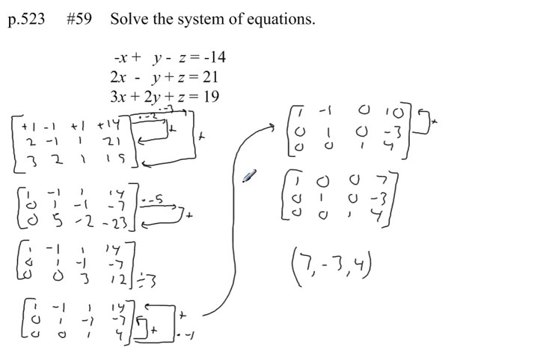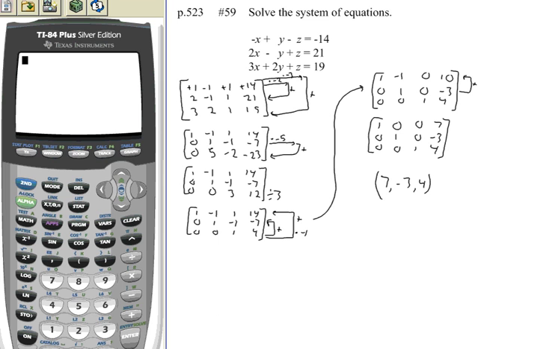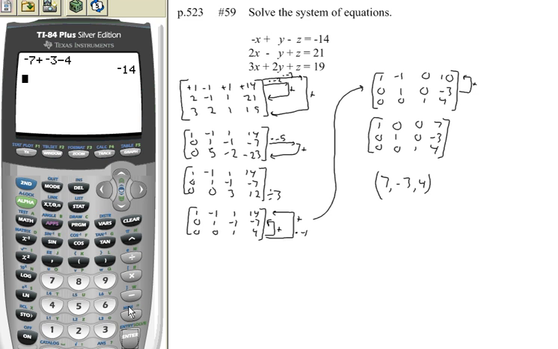Now we can check that by plugging it in for x, y, and z, and we should do that. I'm going to let my calculator do the work. So I'm going to plug 7 in place of x, -3 in place of y, and 4 in place of z. So that'll give me -7 plus -3 minus 4. When I press enter, yes, that equals -14.